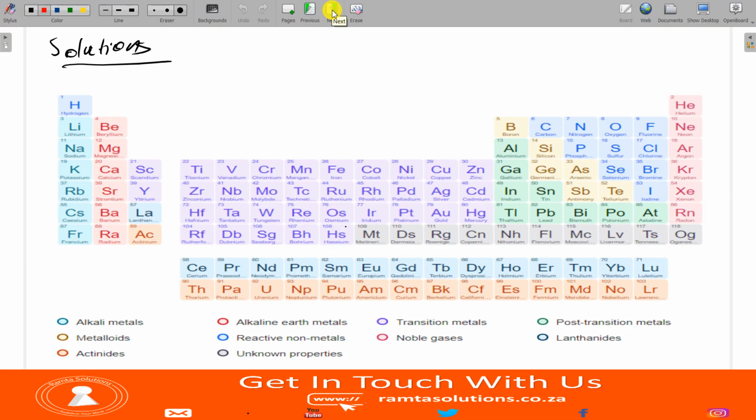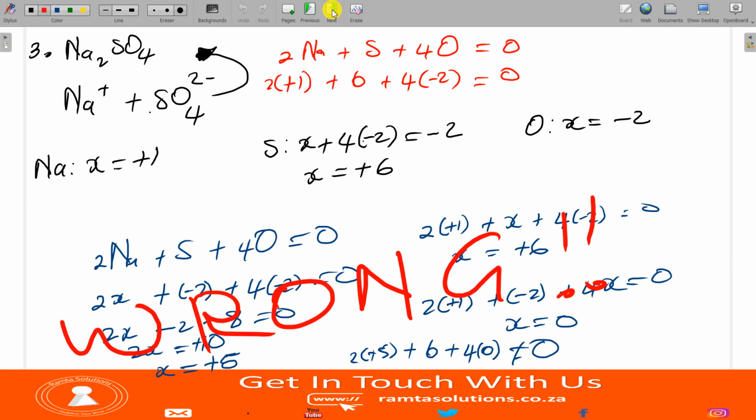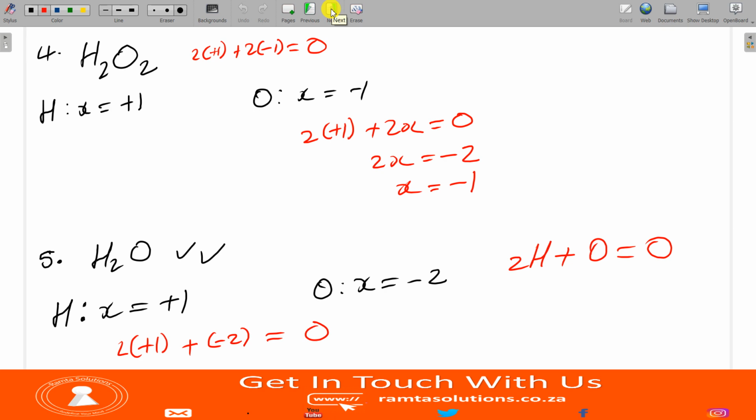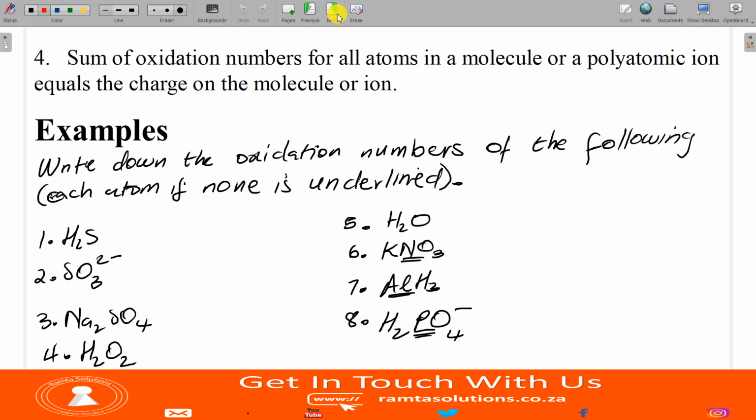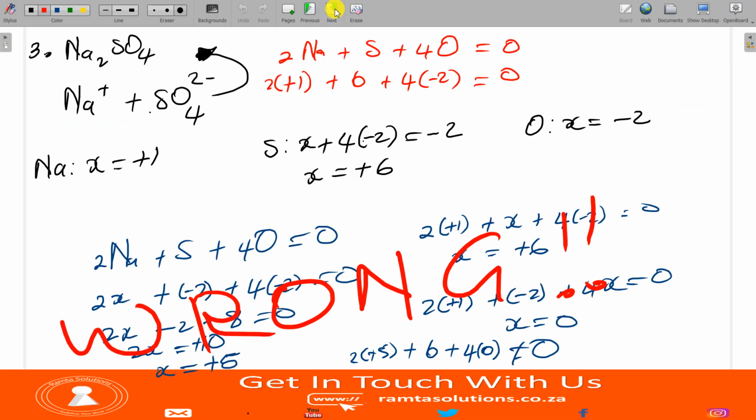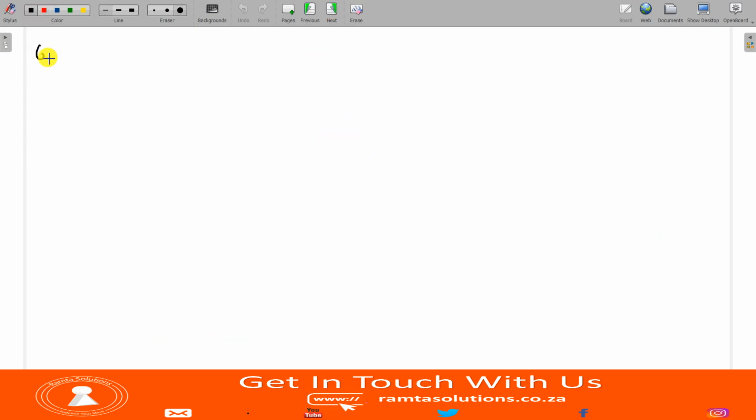All right. Now let's go to number 6. Number 6 is KNO3, potassium nitrate. We are looking for the oxidation number of this guy here. Now, even with this one, we have to be careful about it, but we're going to calculate it like normal. It'll be K plus x plus 3 O equals 0.